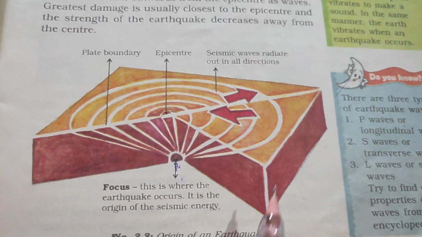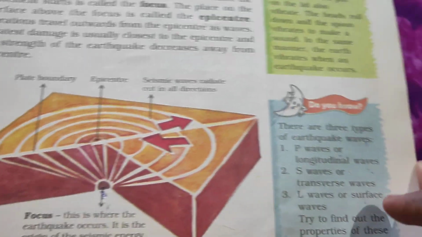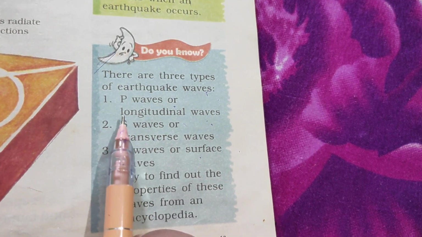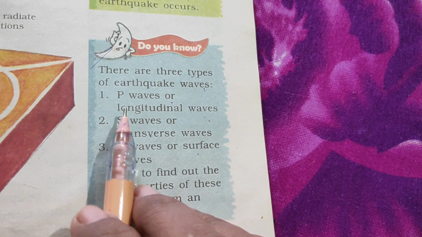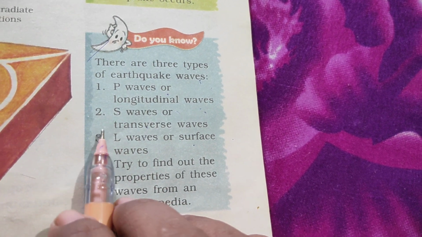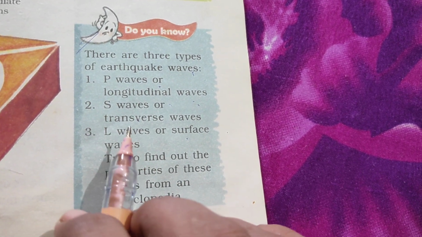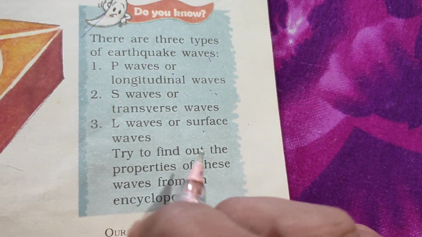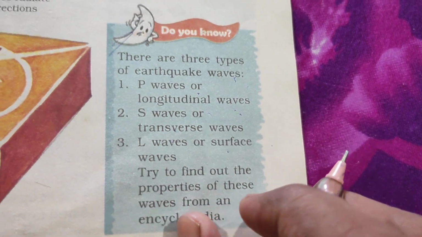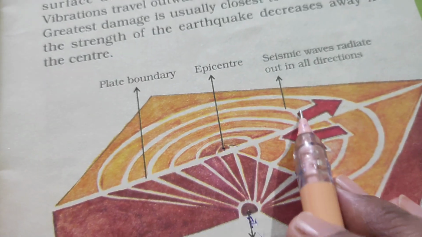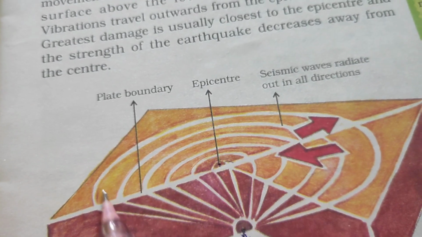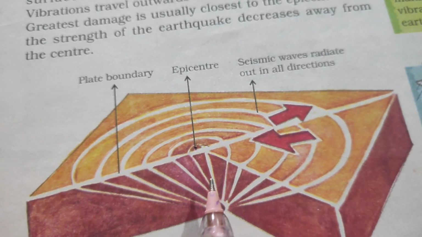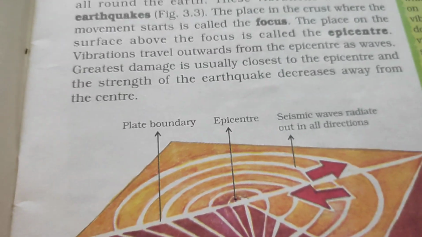Now basically, there are three types of earthquake waves. The first one is P waves, or longitudinal waves. The second one is S waves, or transverse waves. And the third one is L waves, or surface waves. You see, these are the surface waves which take place during an earthquake.